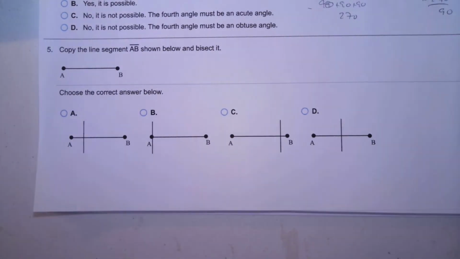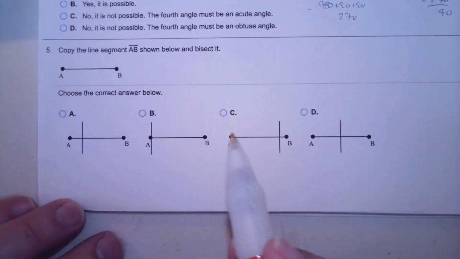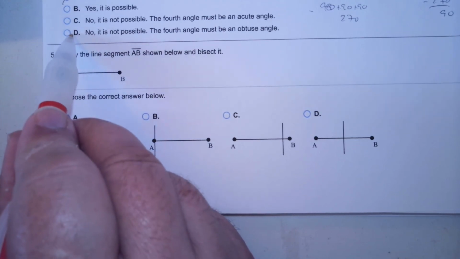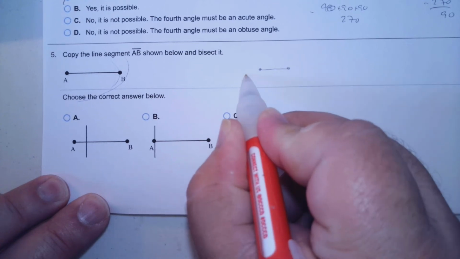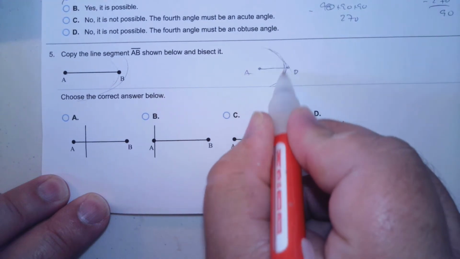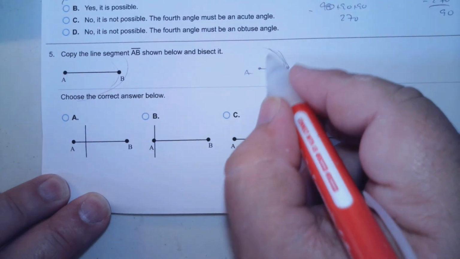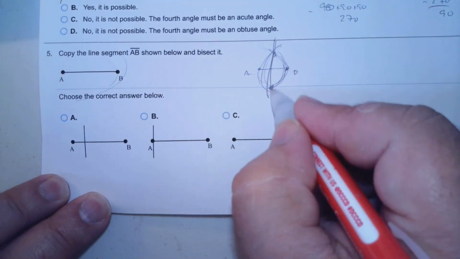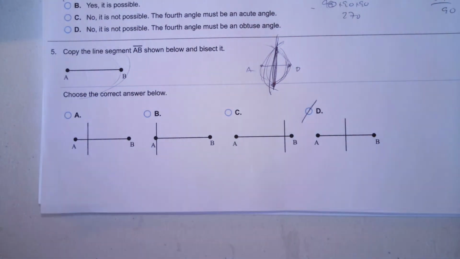And last one, number 5. Copy line segment AB and bisect it. Well, all you have to do is put your compass here and here and create an arc. So here's A, here's B. Create an arc. Then you put the compass needle there and measure to A, draw an arc. Wherever they intersect, connect those, and there you have the bisector. Create a D.